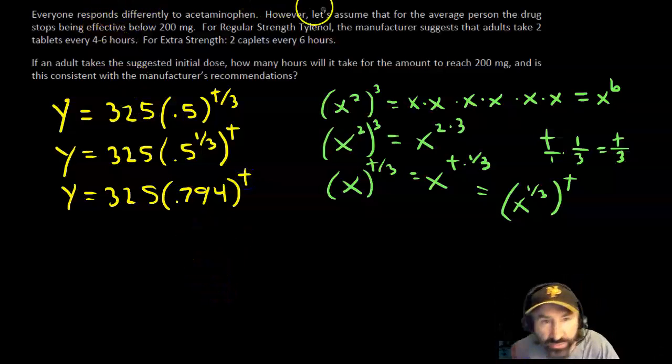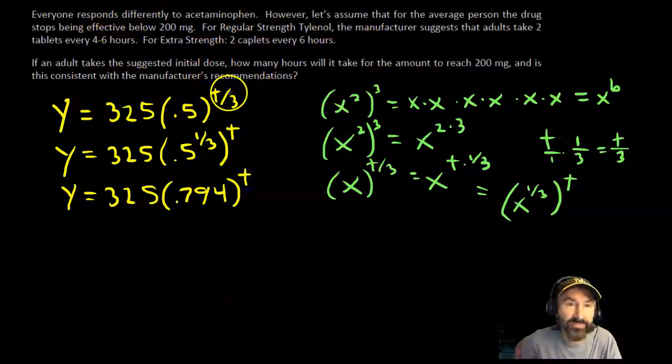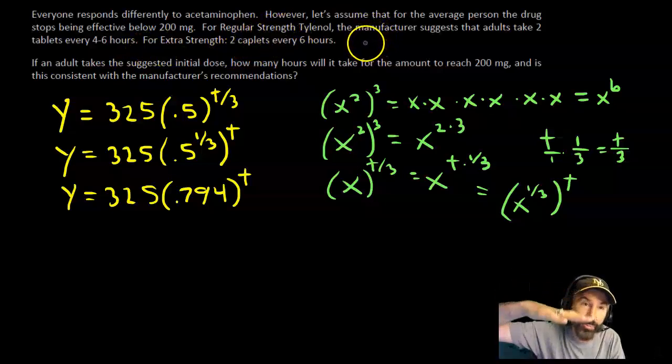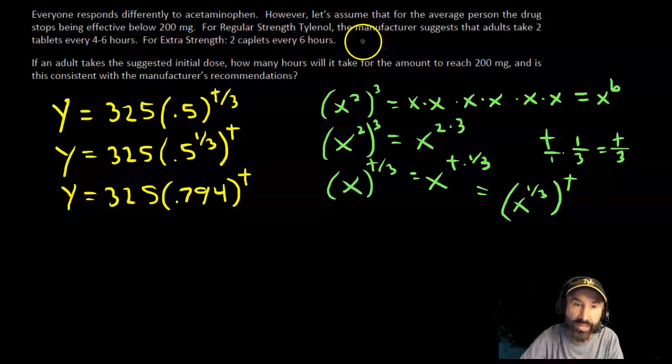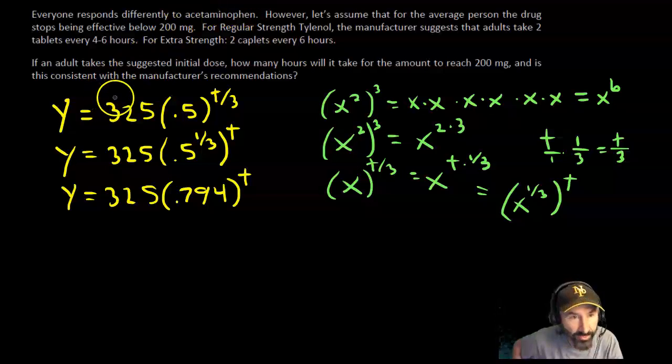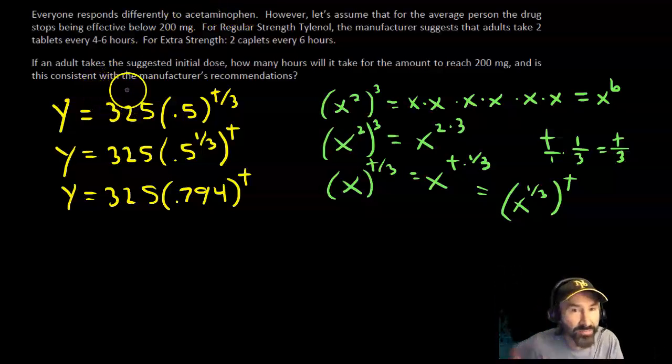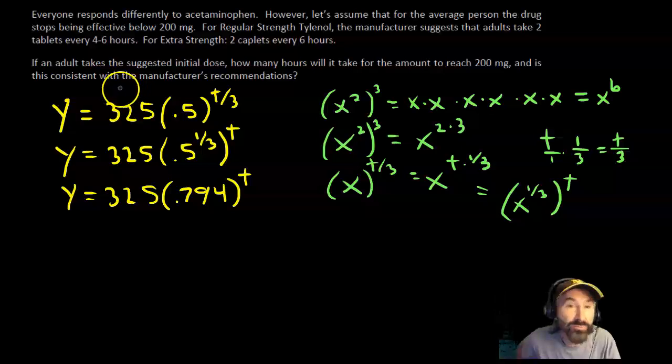If we read this new problem statement, what we're trying to do is find out when the Tylenol that we took gets down to the point where it's no longer effective. In our model, we assumed that we would take one Tylenol tablet, but typically people take two tablets, and that's what's recommended by the manufacturer. That means you're really taking 650 milligrams to start with. So we'd like to know what happens when we start with 650 milligrams and we get down to 200.